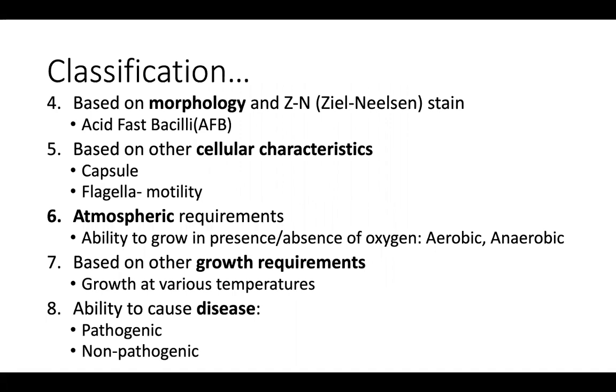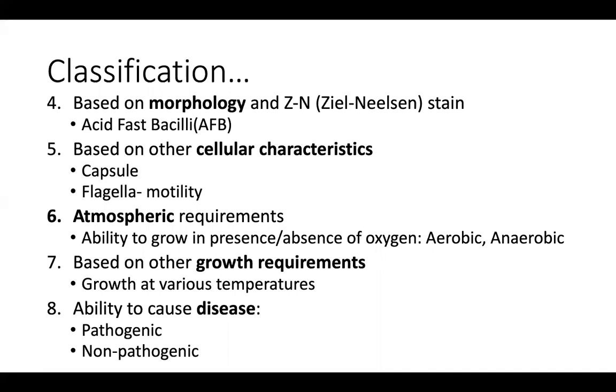The other one is based on morphology, and this is an important special stain, the ZN stain. ZN stands for the Ziehl-Neelsen stain. Now there's some bacteria which in their cell wall are very rich in mycolic acids, which are lipids. An example is Mycobacterium tuberculosis, which causes TB. It's very rich in lipids, and so it's not able to take up the gram stain. So we use special stains, and they're also acid-fast bacilli. So even if you decolorize using acid, it's not going to be decolorized. So we use a ZN stain.